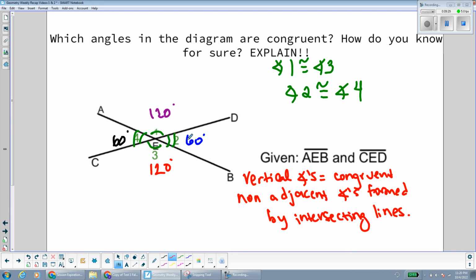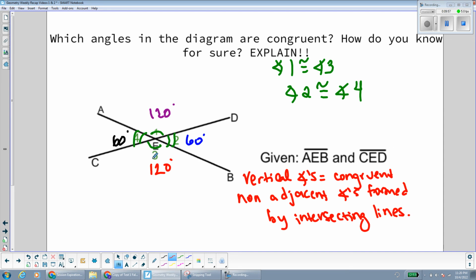And whenever we have two lines that intersect, the non-adjacent angles, the angles that are not right next to each other. So for example, angle 1 and angle 3, they're non-adjacent. They do share a vertex, but they don't share a side in common. Angle 4 and angle 2, they're non-adjacent. They do share a vertex, but they don't share a side in common. They're not right next to each other. In fact, they look like they're opposite or across from each other, which is a really nice way to think about vertical angles.